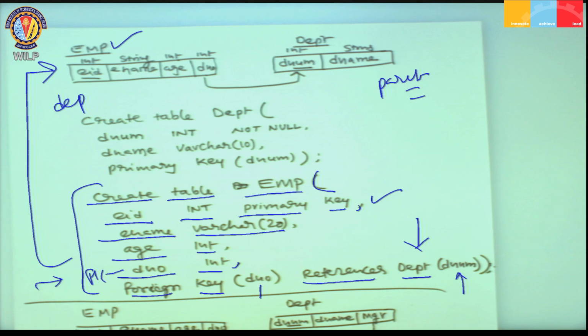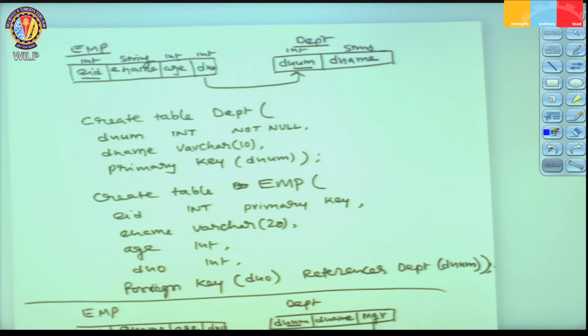Hence, first we need to define the structure for the parent table, department. Create table, that means I am defining the structure for this relation.